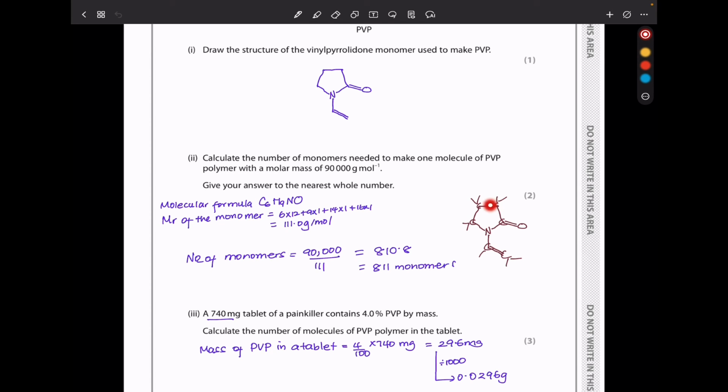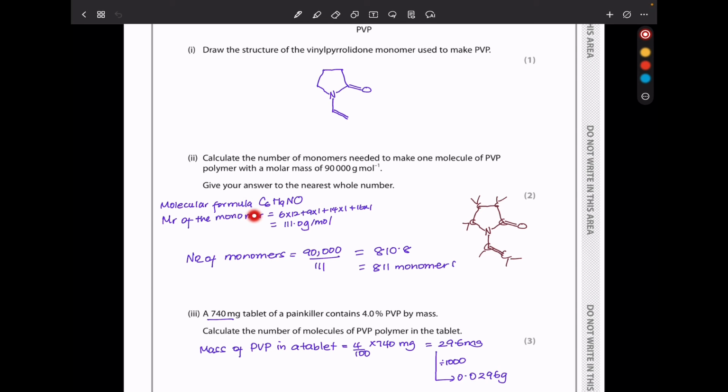We have 1, 2, 3, 4, 5, 6 carbons. And then the hydrogens are going to be 1, 2, 3, 4, 5, 6, 7, 8, 9. I included hydrogens, keeping in mind that each carbon should have only 4 bonds around it. Then there is 1 nitrogen here and 1 oxygen. So this is going to be the molecular formula.